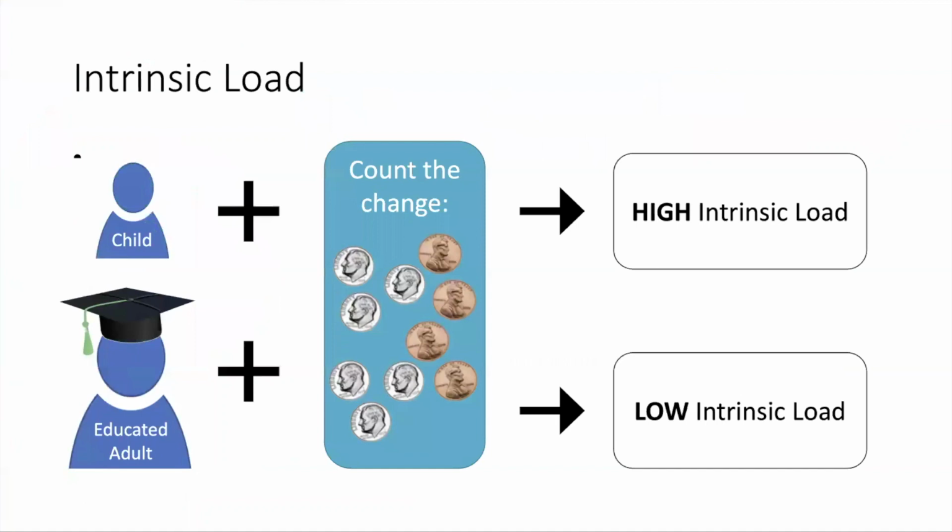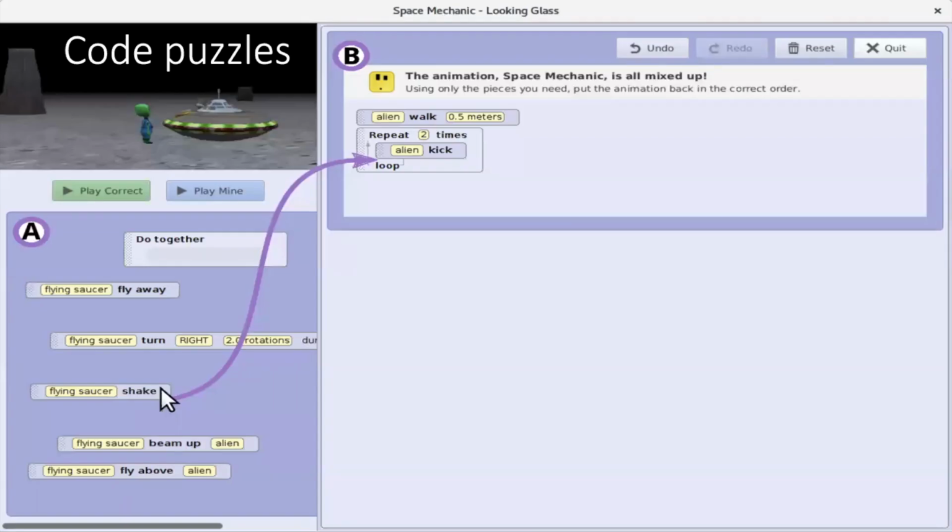For example, when a child counts spare change, they may go through every tedious step, picking up each coin, translating it to its cent value, and adding it to a counting sum. An adult, on the other hand, might quickly count how many of each coin there are and easily calculate how much change there is. Code puzzles inherently have low extraneous load by avoiding syntax errors.